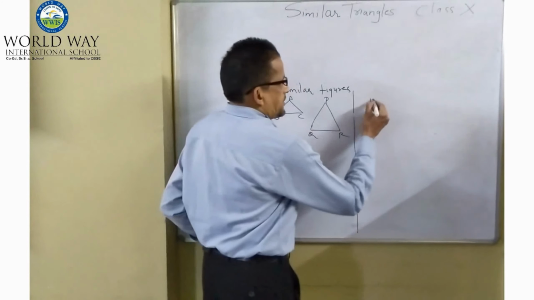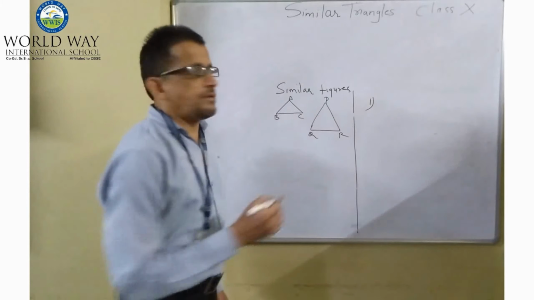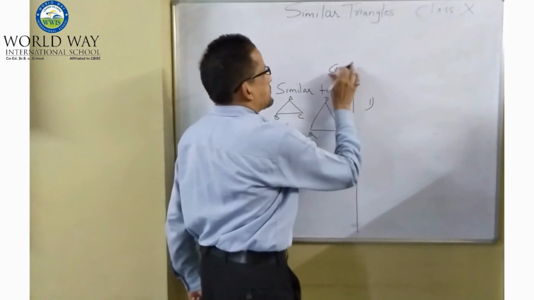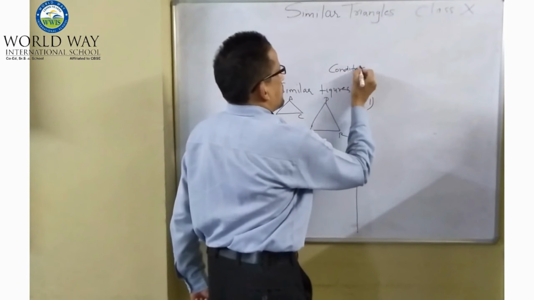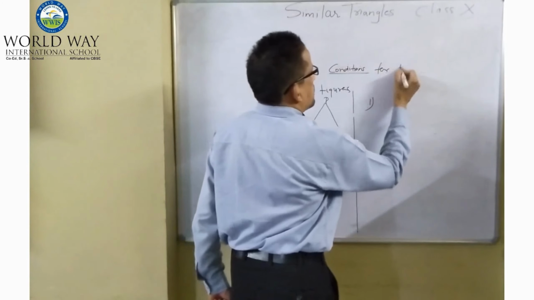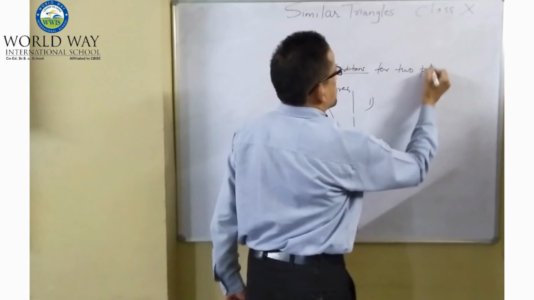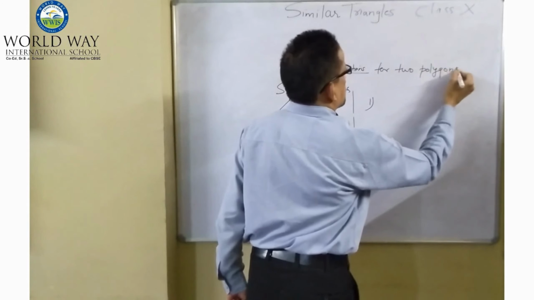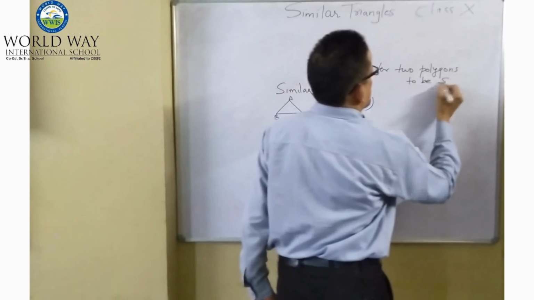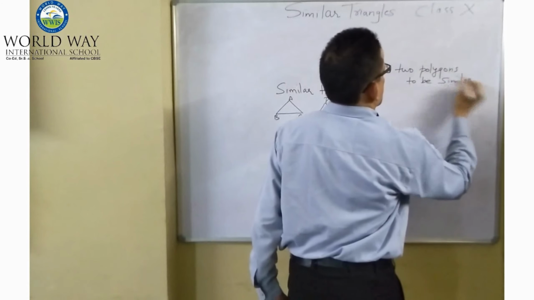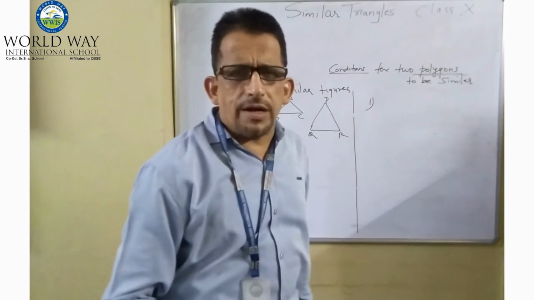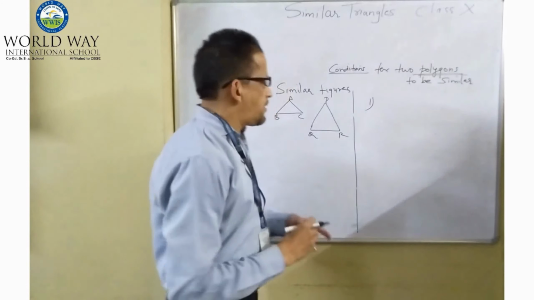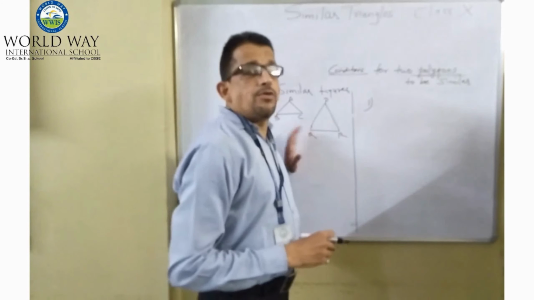The first condition is, conditions for two polygons to be similar. So whether the polygon is a triangle, a quadrilateral or a pentagon, any figure. So in this chapter we are considering two triangles.